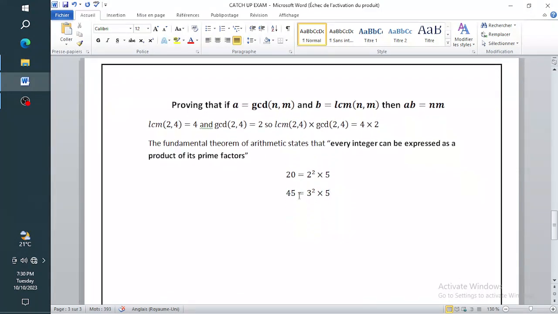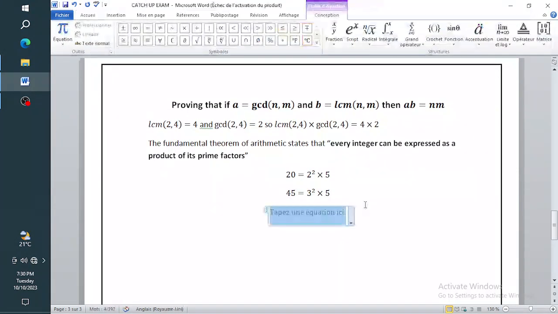So basically every integer, let's say n, can be expressed as a product of its prime factors. So let's say the prime factors of n, you have p1 raised to the power n1, times p2 raised to the power n2. Remember that n1 here just represents the number of times the prime factor p1 appears in the prime factorization of n. Here it was actually 2 times 2, so since 2 appears 2 times in the prime factorization of 20, we write it as 2 squared.